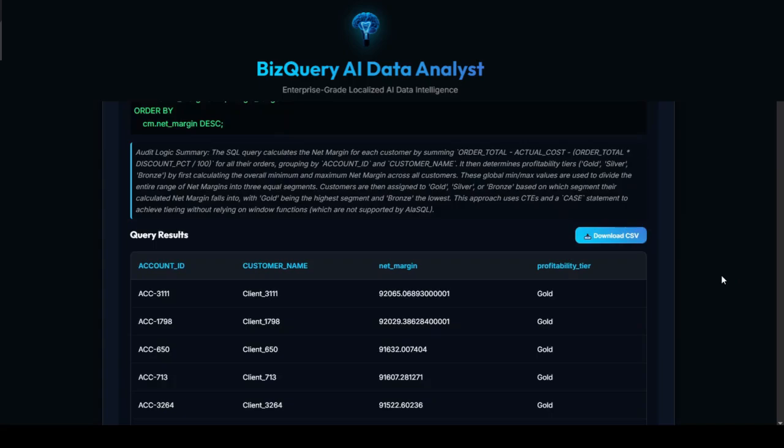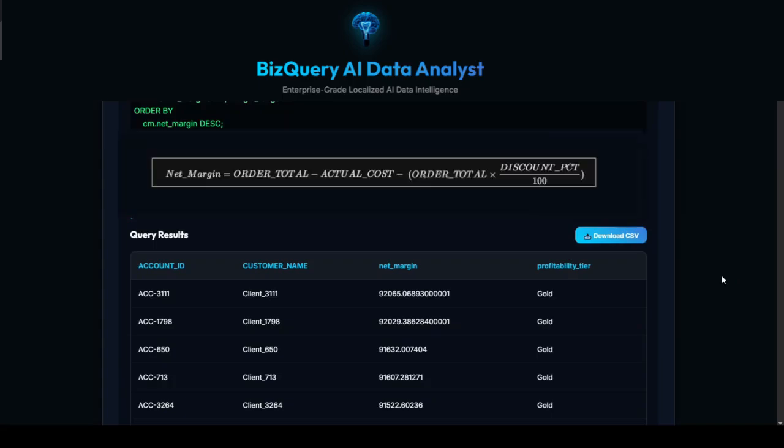The net margin column is the primary financial result. It is calculated using this equation. By subtracting both the actual cost, operational COGS, and the dollar value of the discount percentage, financial COGS, BizQuery AI provides a net figure that represents the actual dollars remaining in the business after the sale.